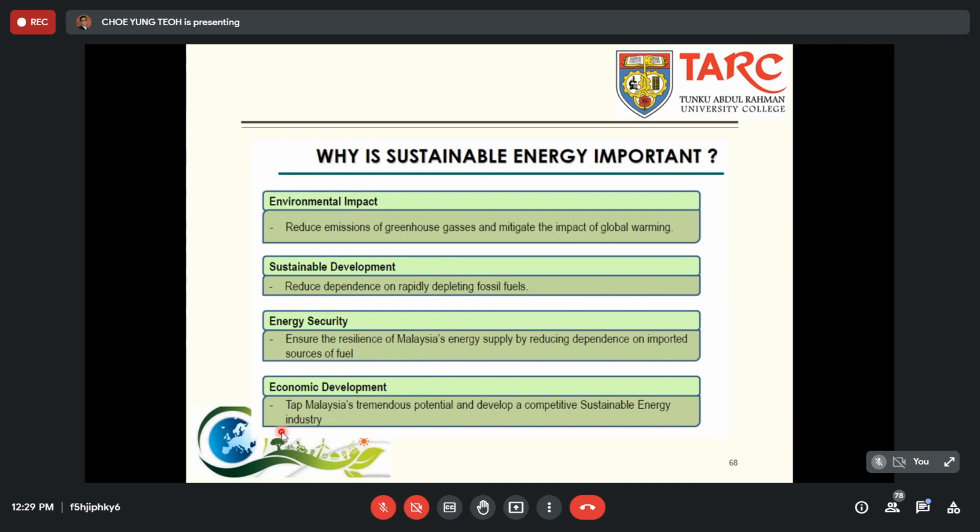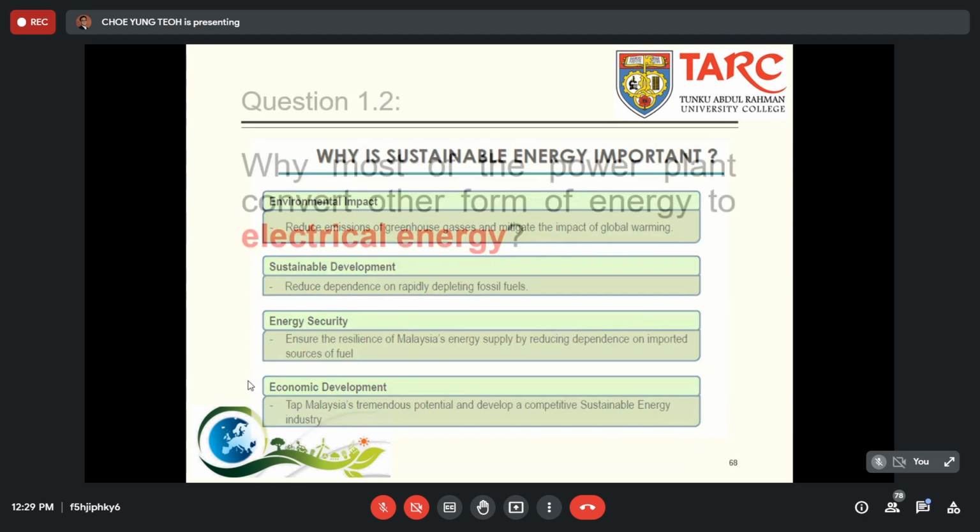Okay? The next one, economic development. Malaysia demonstrates the potential to develop a competitive, sustainable energy industry. They can earn money. How? Yes, we have a lot of companies in the solar industry. After they provide service to Malaysians, they can provide service to Singapore, Indonesia, or nearby countries. So we earn money from other countries if we have that kind of expertise. Okay, so it's a kind of economic development, and we'll also give a lot of jobs. Okay, you create a lot of jobs.